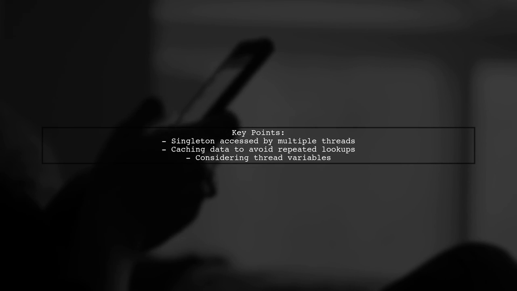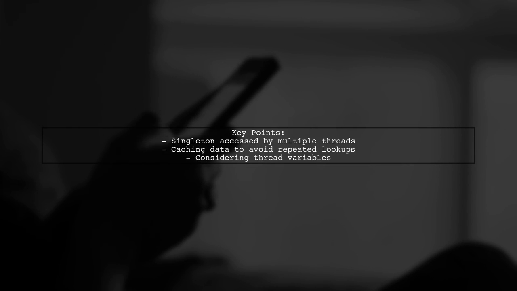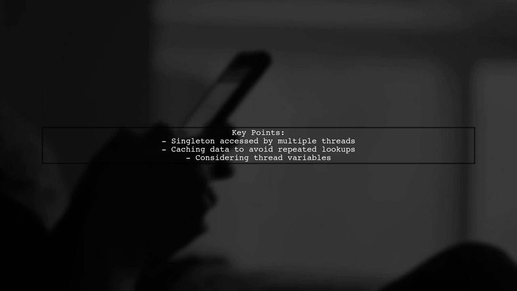Let's break down the question. Our viewer has a singleton that can be accessed by multiple threads. They want to cache data to avoid repeated lookups, and they're considering using thread variables for this purpose.